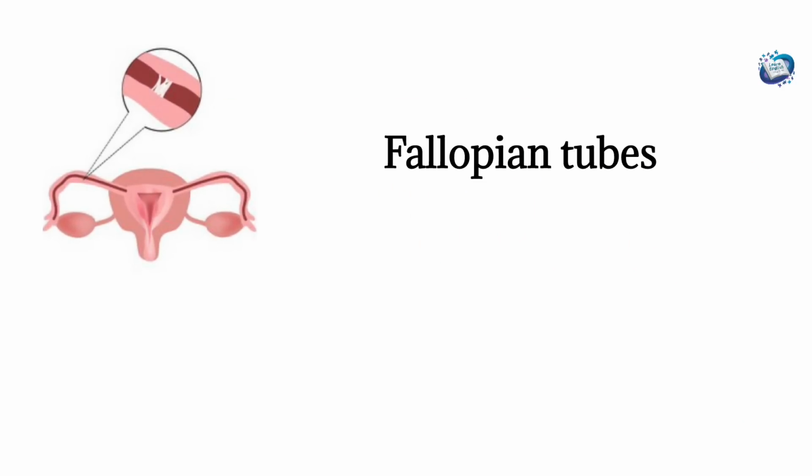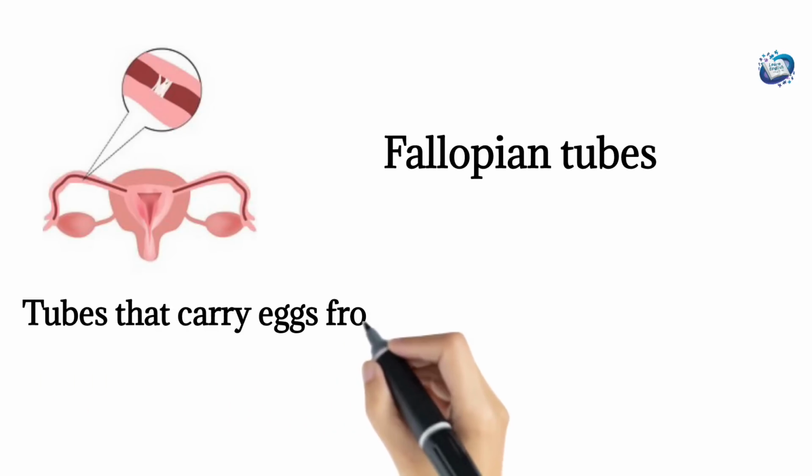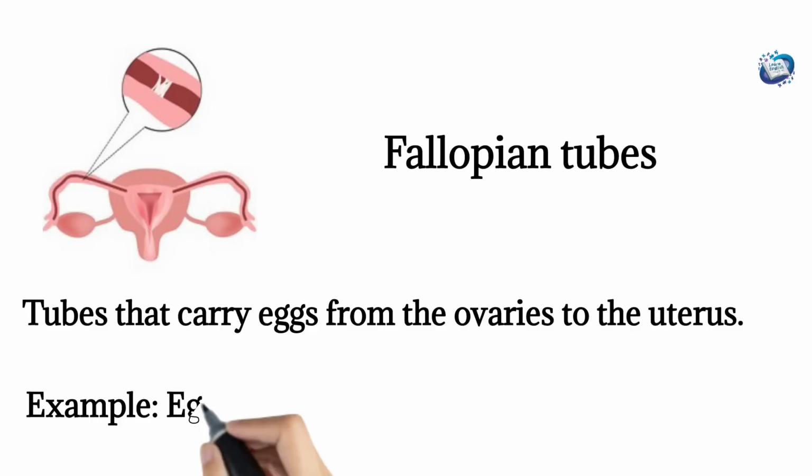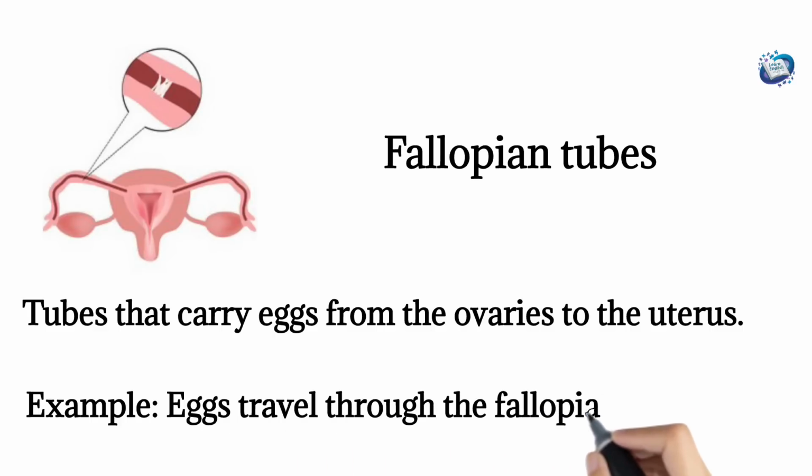Fallopian tubes. Tubes that carry eggs from the ovaries to the uterus. Example: eggs travel through the fallopian tubes.